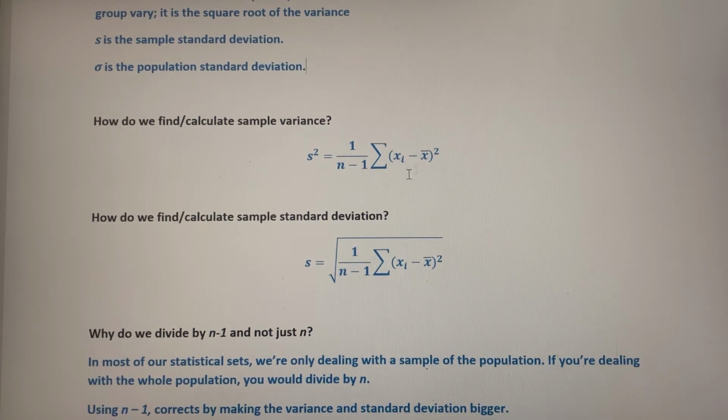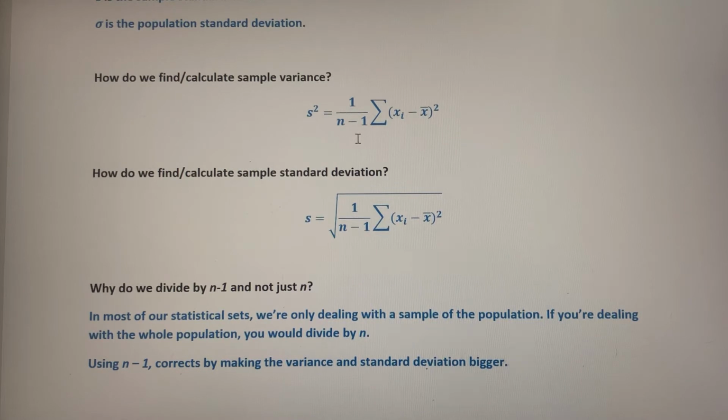So if this notation is a little bit new for you, I'm going to walk you through it step by step. Now notice here we're dividing by n minus 1 to find the variance.